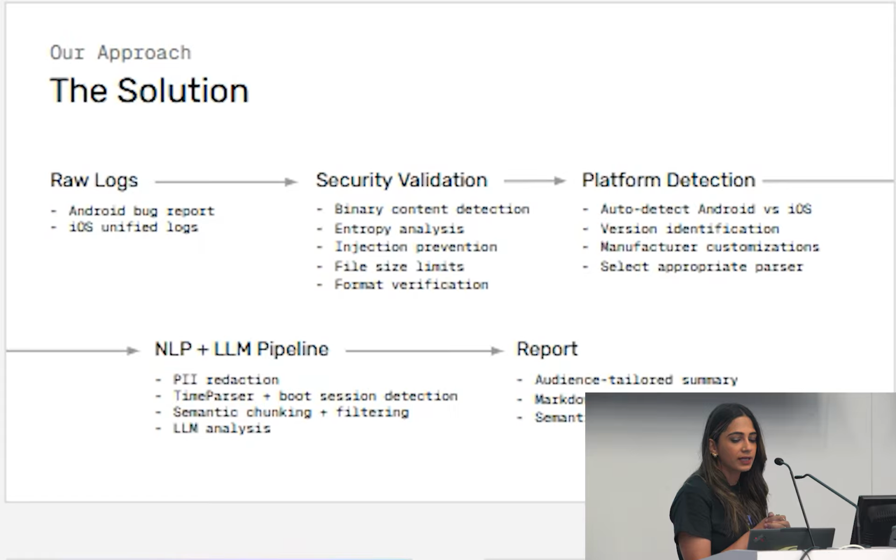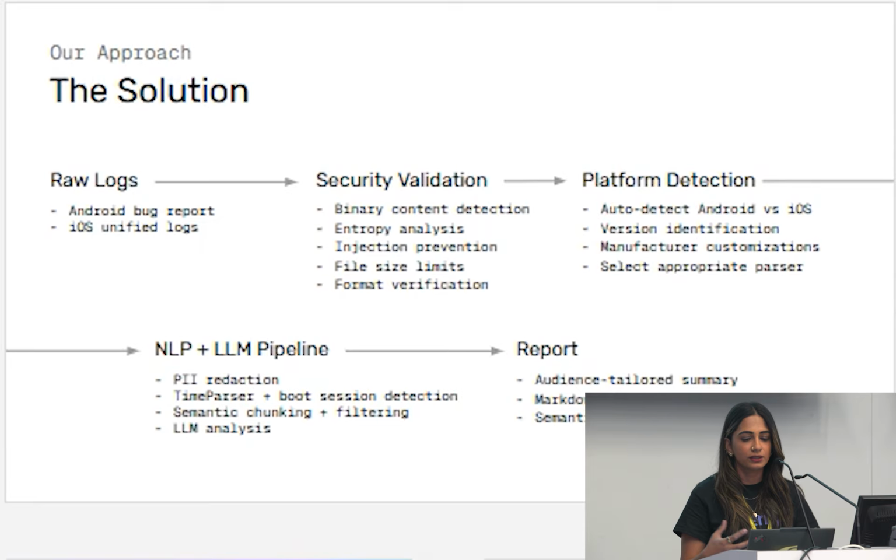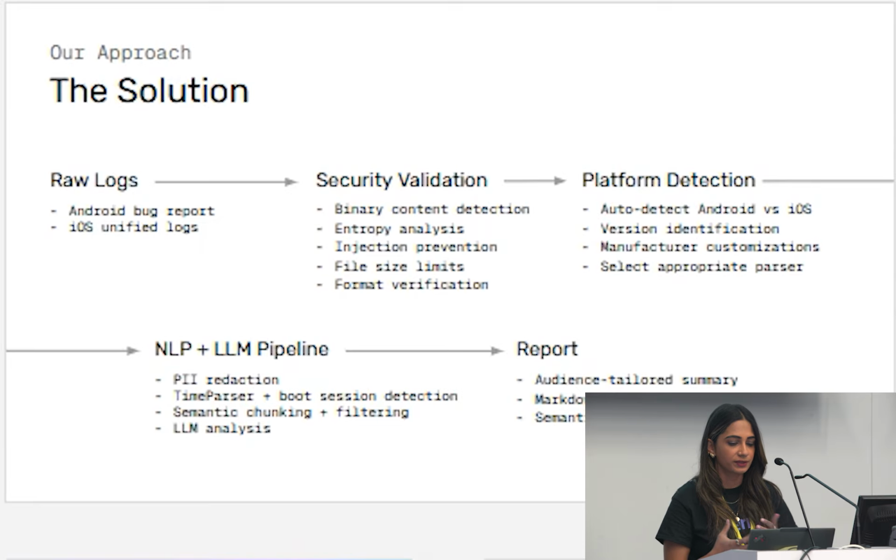But the system actually adapts to Android and iOS differences. It reconstructs messy and fragmented timelines. And then finally, it will actually use NLP and LLM analysis to produce reports.